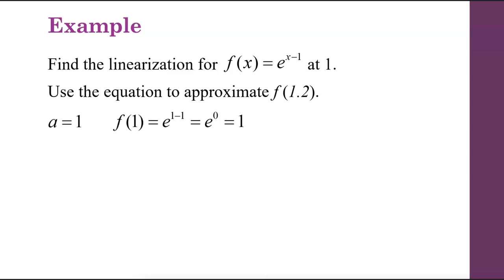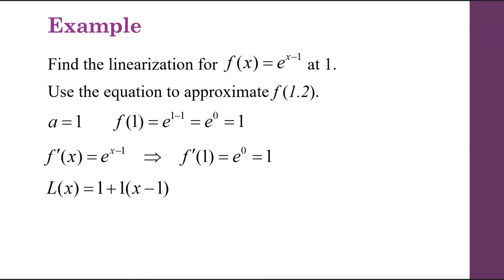We need its slope. So take the derivative. The derivative of e to the x minus 1 remains e to the x minus 1. And then when we find f prime of a, or f prime of 1, we have e to the 0. And that gives me 1. And that lets me write my linearization for my function: f(a) plus f prime of a times x minus a. 1 plus 1 times x minus 1. And that can be cleaned up. We can distribute the 1 and simplify. We just get L(x) is equal to x.